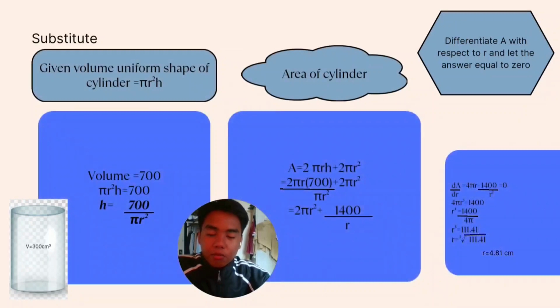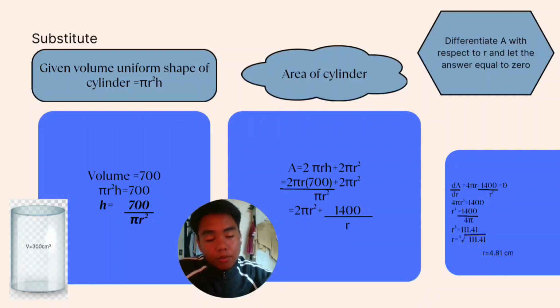Now we will move on to the next part. We already have the volume of the cylinder, which is 700. So now we need the value of h. So we just simply insert the volume of the cylinder into the cylinder formula. So using basic algebra, we will get the value of h equal to 700 over pi r square.